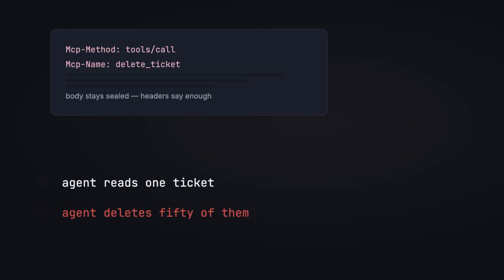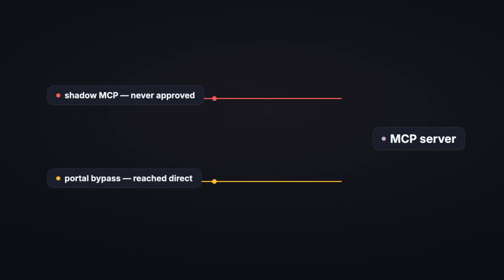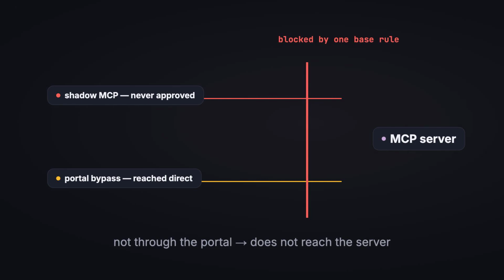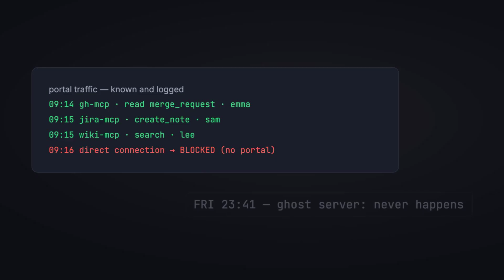Cloudflare actually splits this into 2 cases. Pure shadow MCP, a server that was never approved, and portal bypass, an approved server reached directly around the checkpoint. Both get blocked with the same base rule. So the logic is simple. Everything through the portal is known and logged. Everything else is blocked. For a company, that's the end of the ghost MCP server installed on a Friday night.